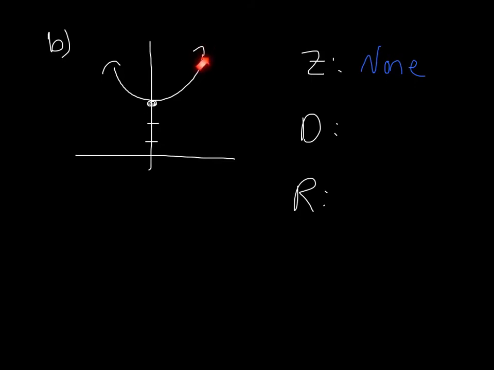Ready? Start on the arrow. Beep, beep, beep, beep, beep. When's it going to stop beeping? From left to right. It never is. So the domain, you can plug in any x you want. So x such that x is all real numbers.